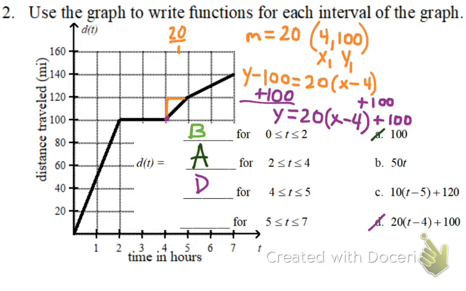And then this last piece will rise 20, run 2. 20 over 2 is 10.